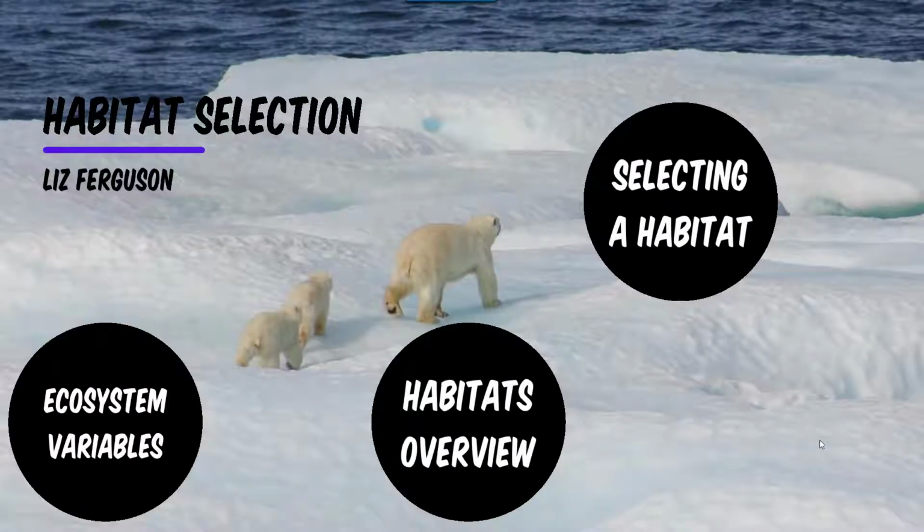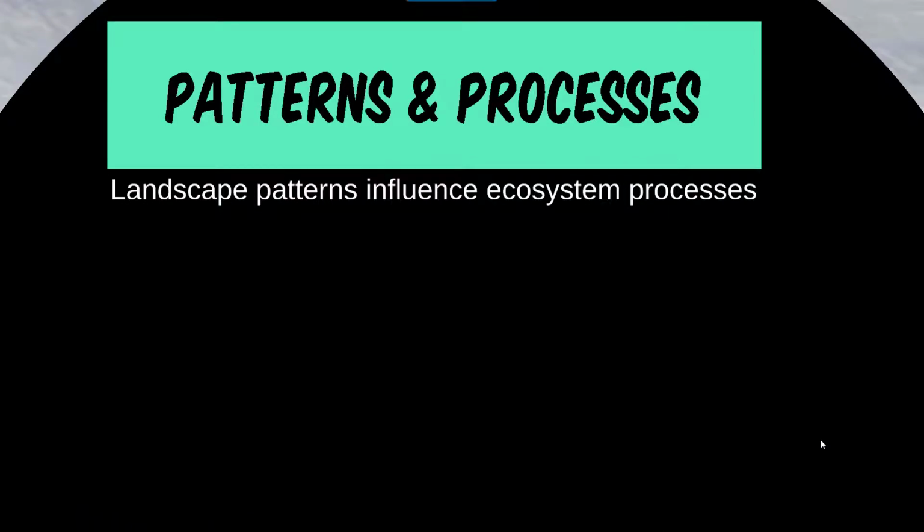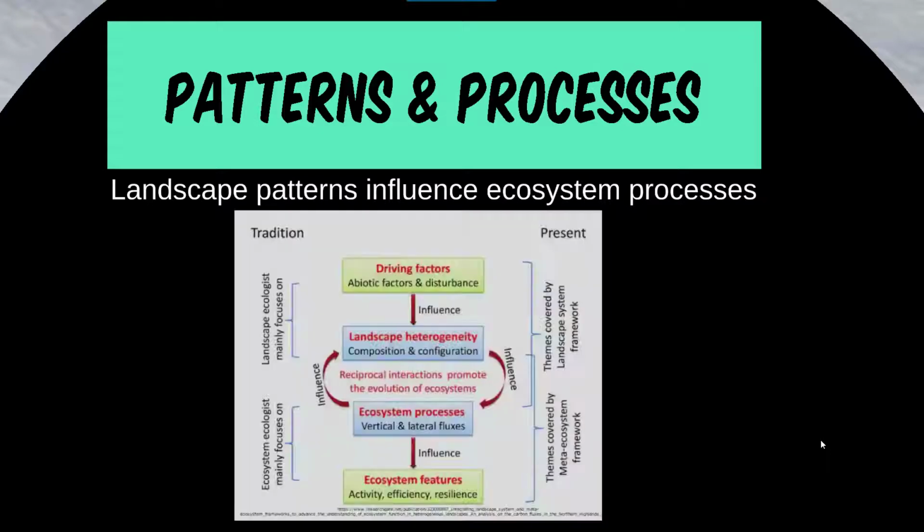In this presentation, we'll be discussing habitat selection, and we start off by looking at ecosystem variables. As a reminder, landscape ecology is really about this interplay between landscape patterns and the influences of those patterns on ecosystem processes. Traditionally, landscape ecologists would focus mainly on the driving factors of landscape heterogeneity, such as abiotic factors or disturbance, and look at the influences of those driving factors on the landscape patterns, composition, and configuration.